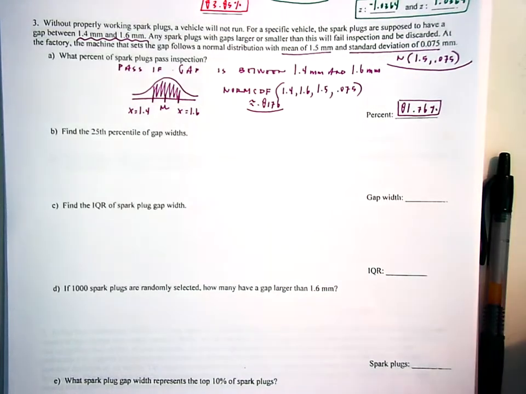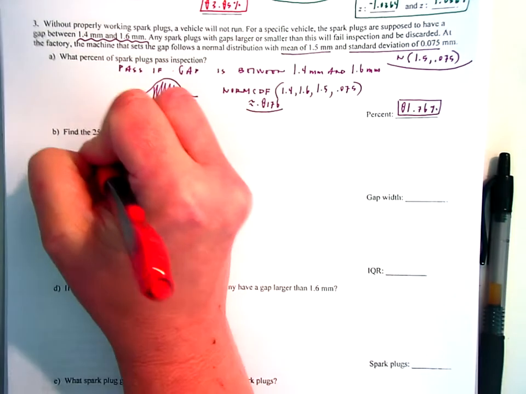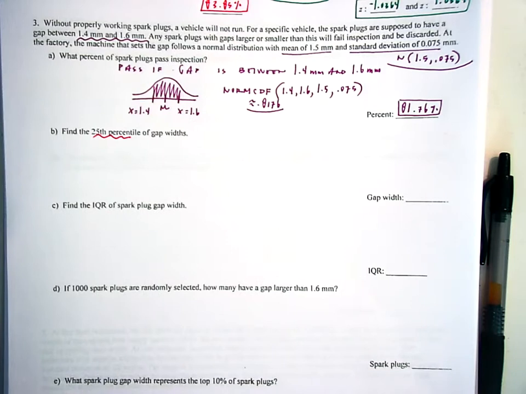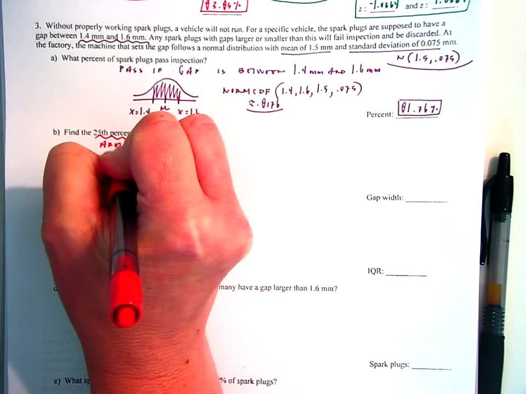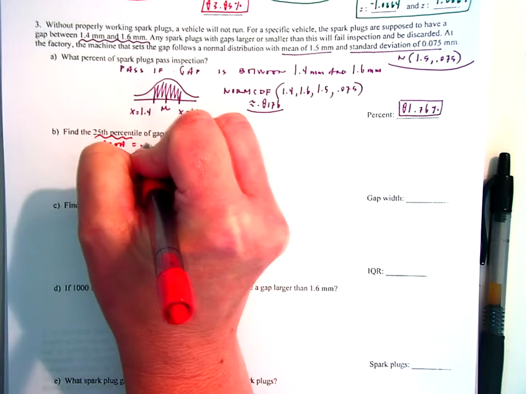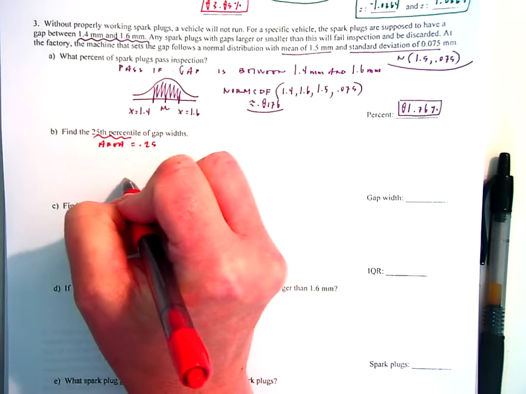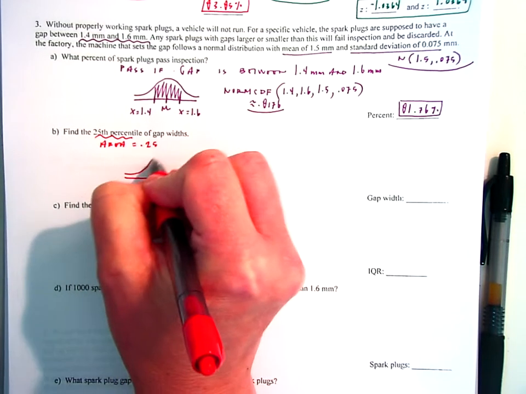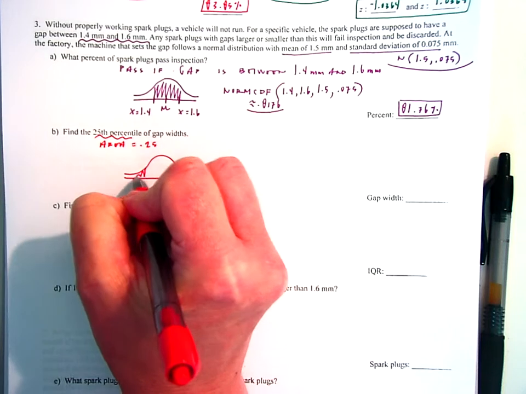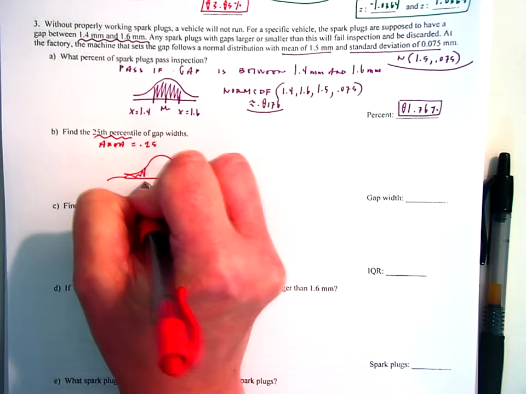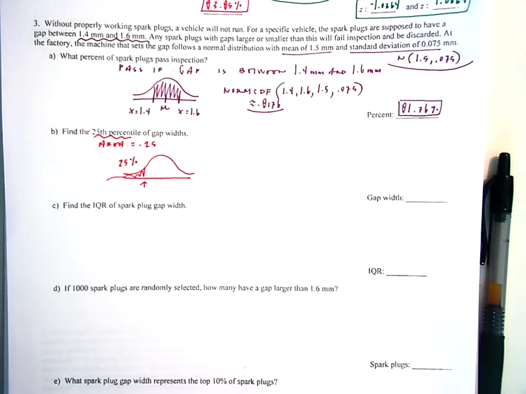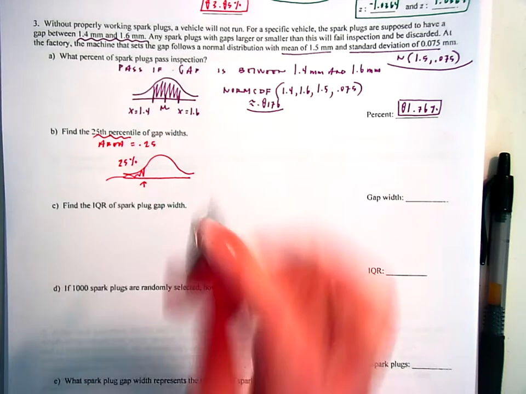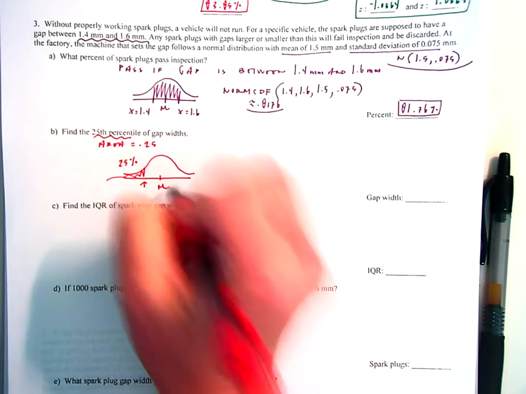Find the 25th percentile of gap widths. I can think of the 25th percentile as an area or a proportion below of 0.25. If I visualize it, I always love a visual, here's that lower 25% right there, that bottom 25%, and we're looking for the marker right there. The mean, of course, would be right about there.